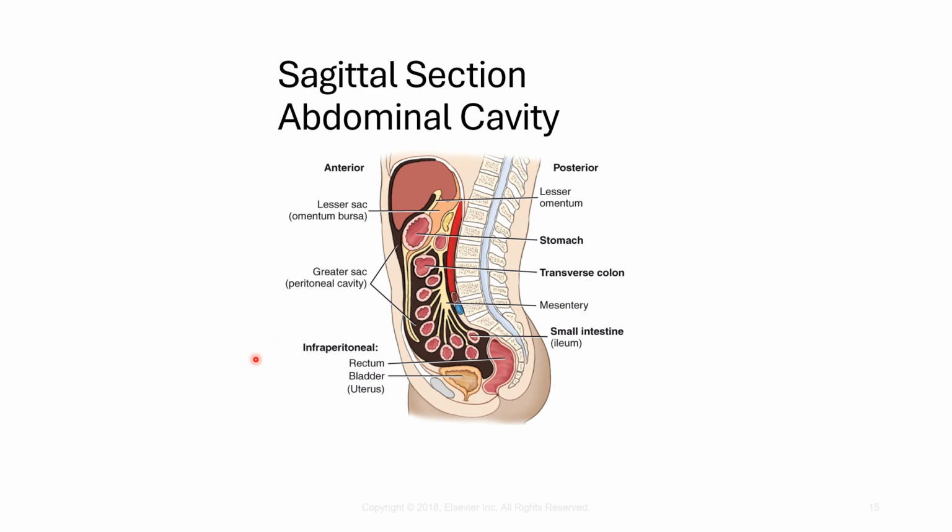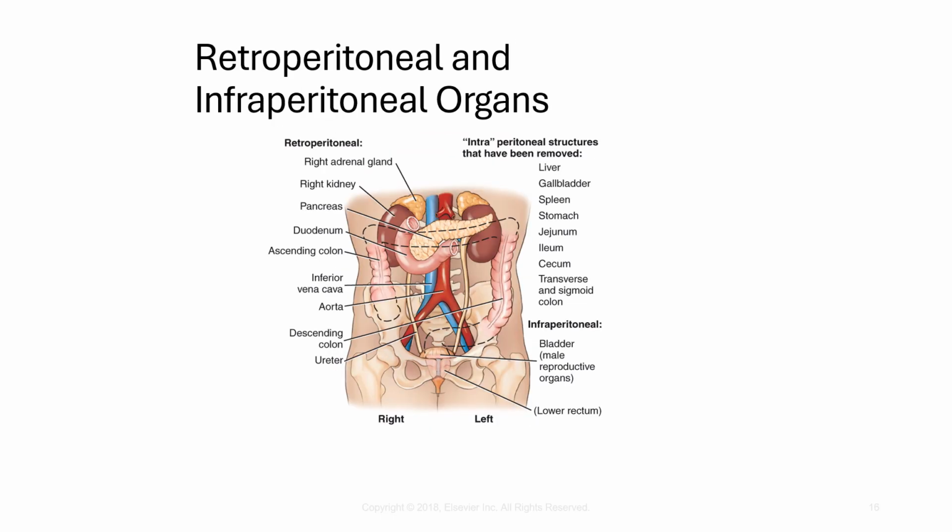And then you've got several organs that lie retroperitoneal, and then some that lie below the peritoneum, such as the lower rectum, the urinary bladder, and some of the reproductive organs. This is another picture. This is from 3.17. You can see that these are the retroperitoneal. They lie behind the peritoneum. And then the liver, the gallbladder, all of these are within the peritoneum.